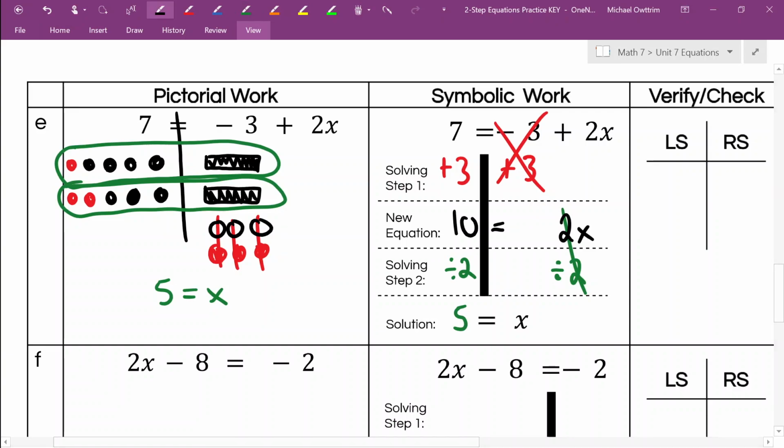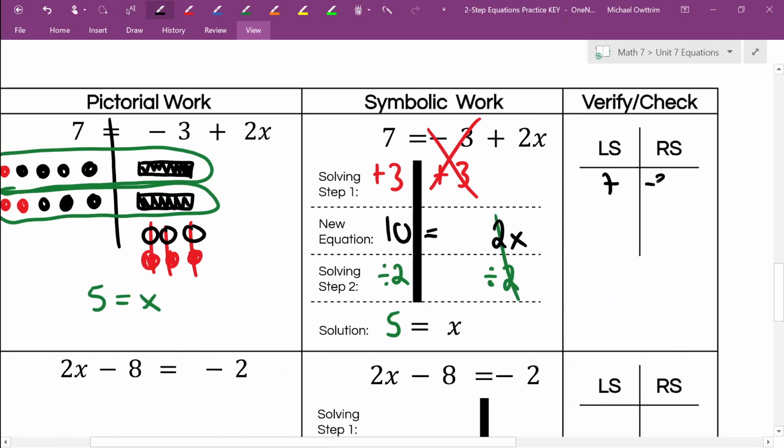In terms of our verification, our original left side was 7, our original right side was negative 3 plus 2 times whatever x is. We think that x is 5, and we're going to do this calculation. Negative 3 plus 2 times 5 is 10. Now remember, when you add integers, you're going to subtract the numbers if they have different signs. So negative, positive, we do have different signs.